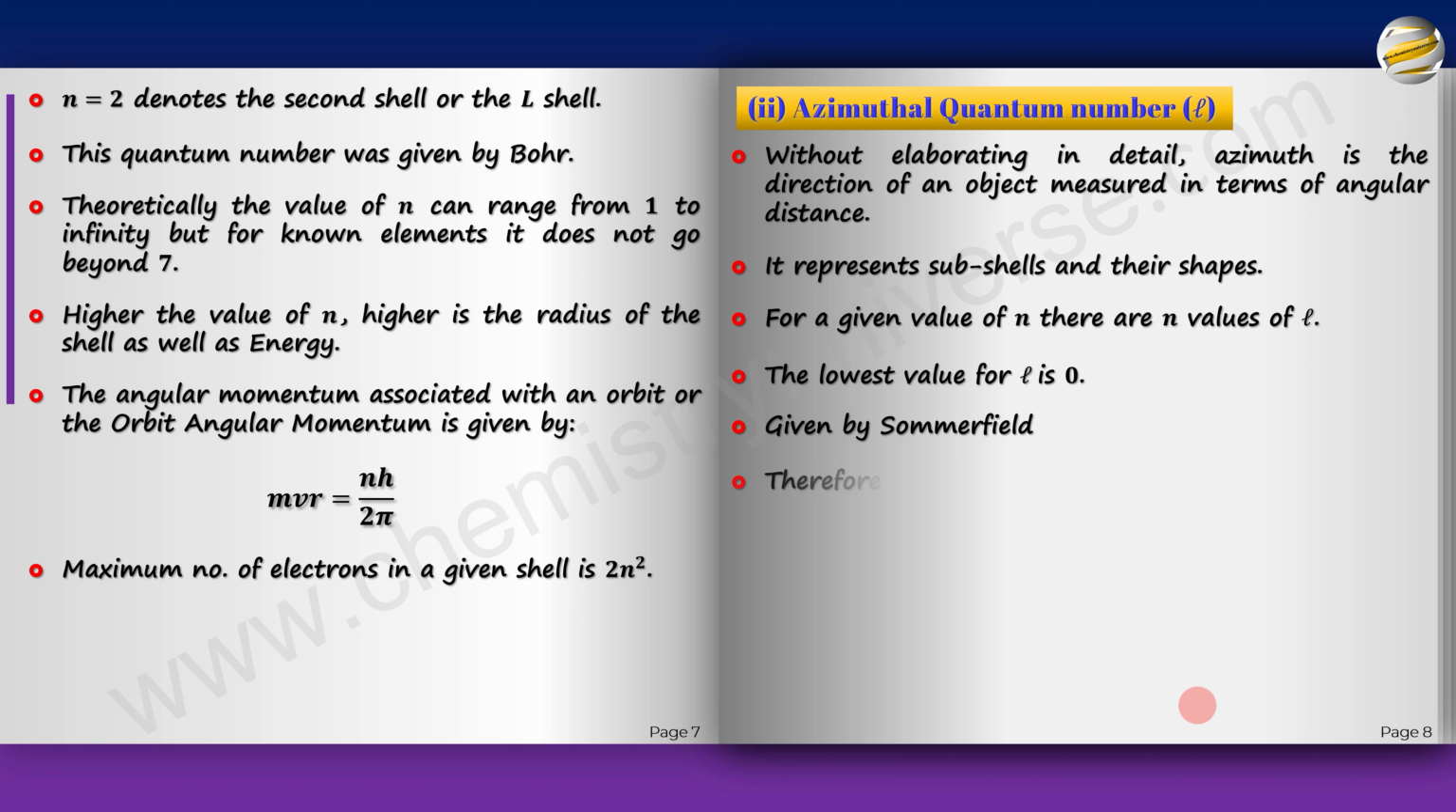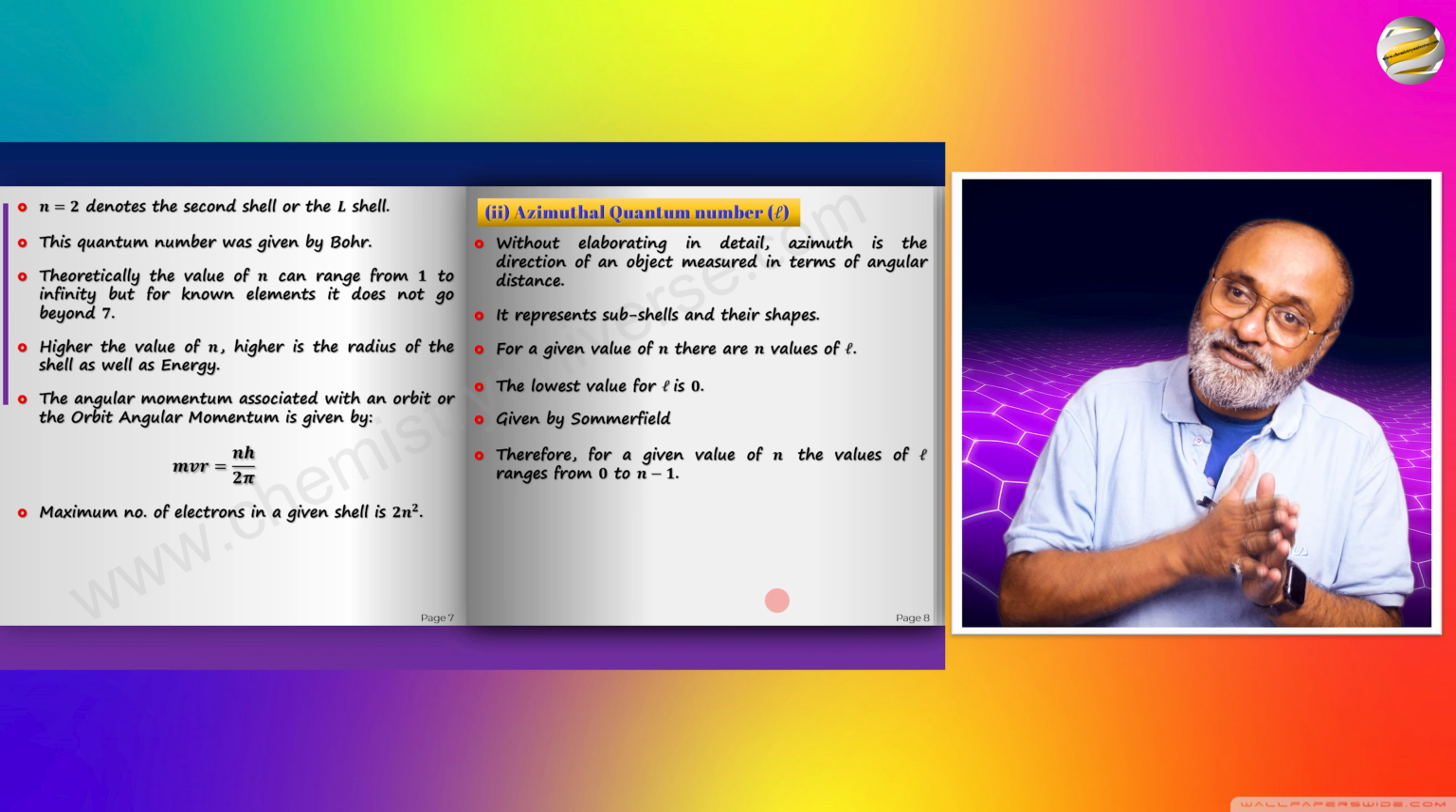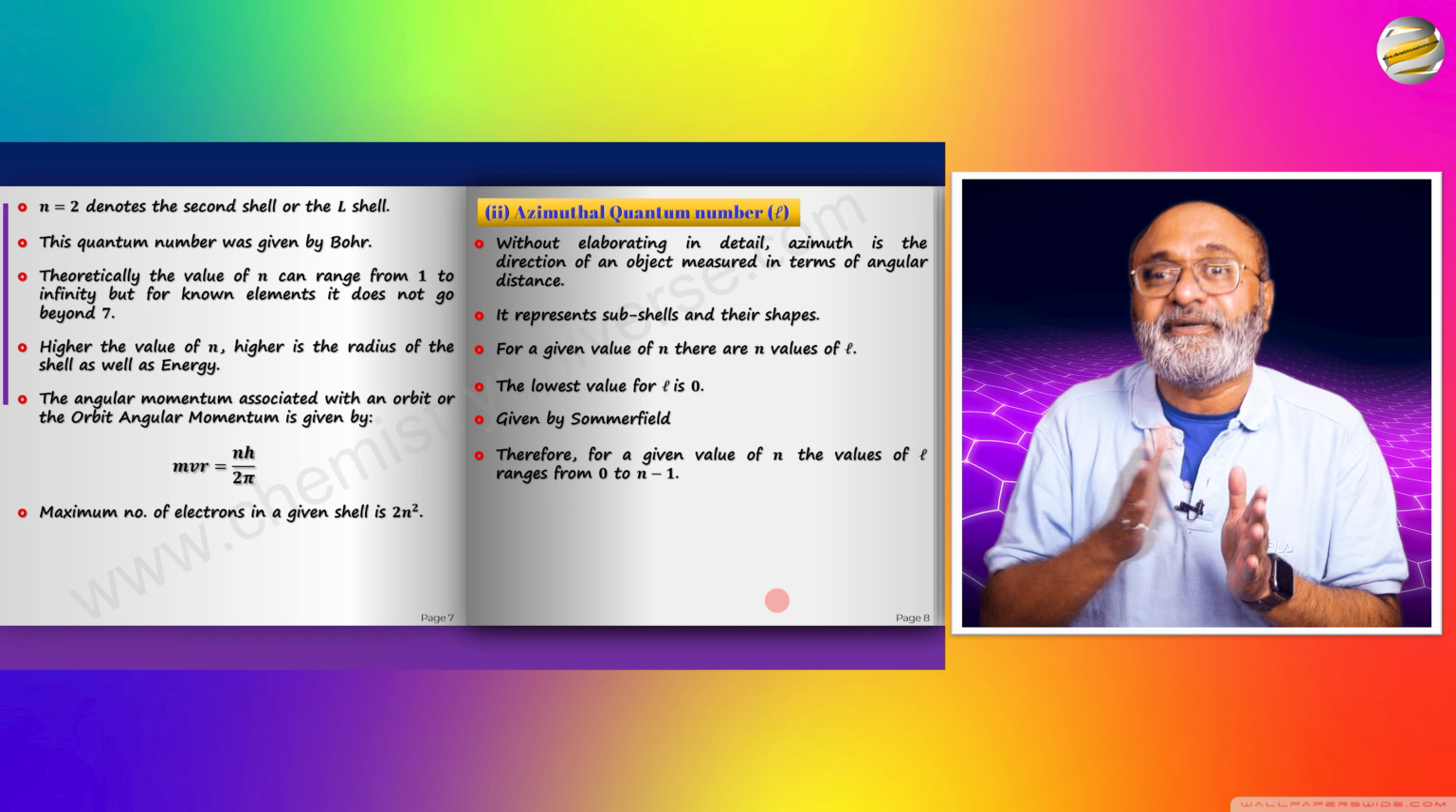Therefore, for a given value of n, the values of L range from 0 to n minus 1. Now, the values of L with an increment of 1 start from 0 and go up to n minus 1, meaning there are n values of L. See, 1 to n minus 1 are n minus 1 values. 0 to n minus 1 is n values of L. Therefore, L has totally n values starting from 0 going up to n minus 1 with an increment of 1.